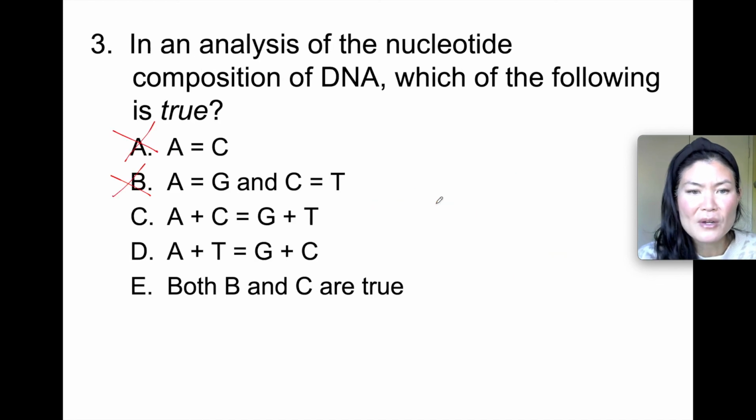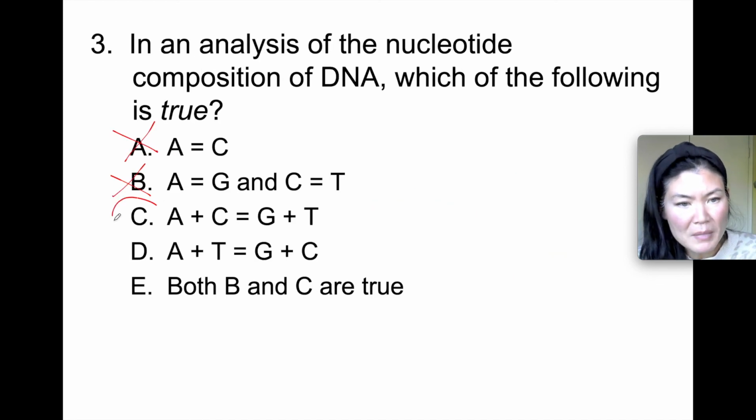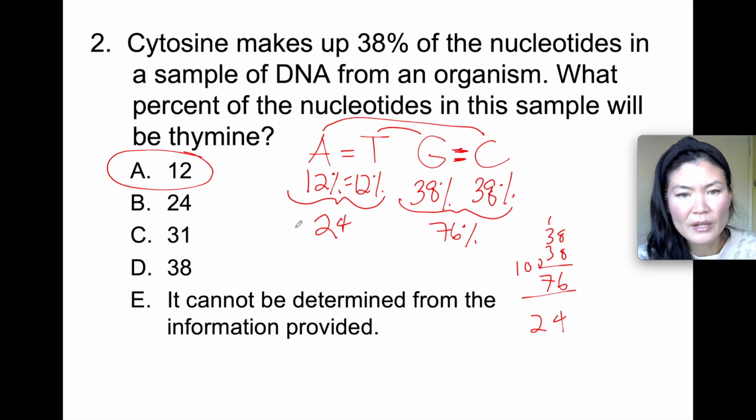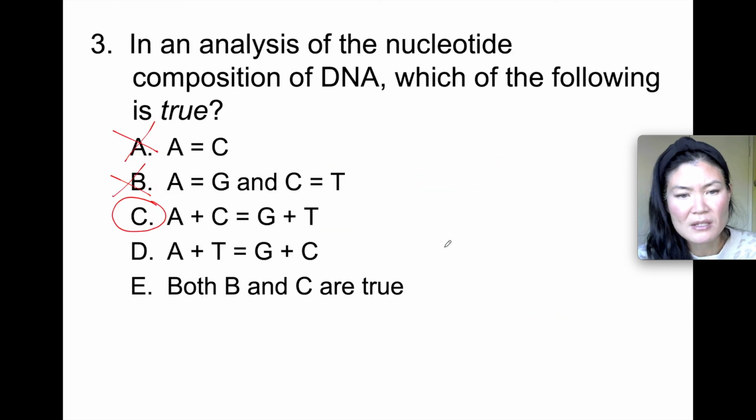So let's go ahead and see. Maybe. What about D? A plus T is equal to G plus C? No, okay, because 24 is not going to equal 76. So the answer is going to be C. Okay, C. Yep.